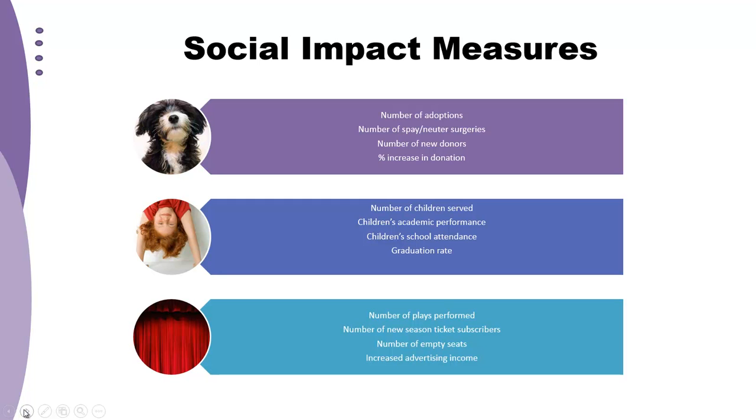Our third example is a local nonprofit theater group. Some of the measures that a theater group would use might be the number of plays performed in a season. We could look at the number of new season ticket subscribers, the number of empty seats. Of course, we want that number to be low. And we might look at the increased advertising income in our programs. And these give you some specific examples of the kind of measures that are important for social ventures.